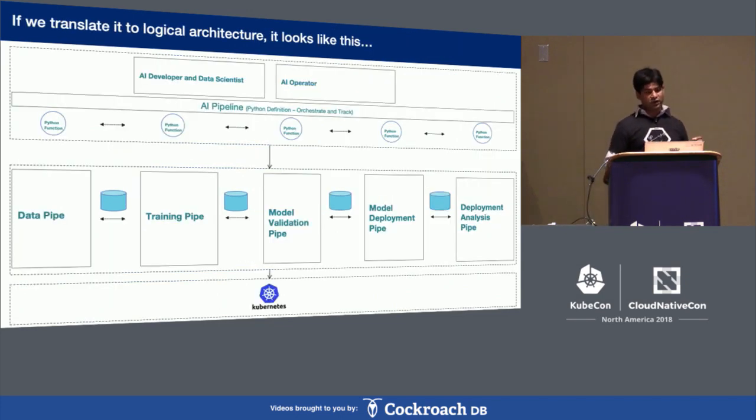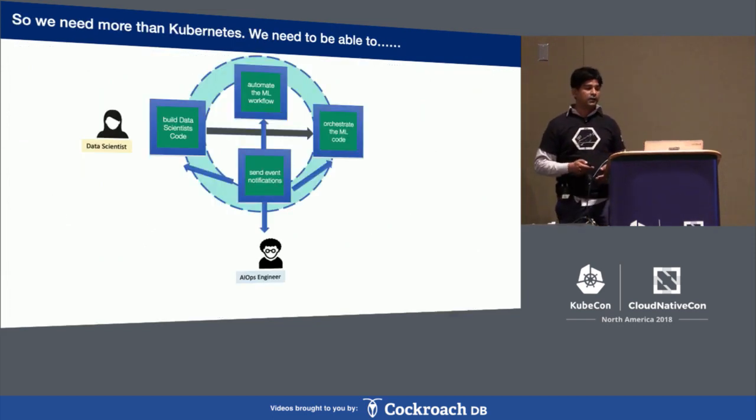Now, if we translate it to a logical architecture, it will look something like this, where we have one actor, which is the AI developer and data scientist. Then we have AI operators. And for AI developers and data scientists, for the most part, their world is Python. They want to enter through a Python world. You want to give them the ability to craft these pipelines using a sequence of Python functions. And on the backend side, you have your complex pipelines around vertical domains like data, training, model serving, and then the operations beyond the model serving.